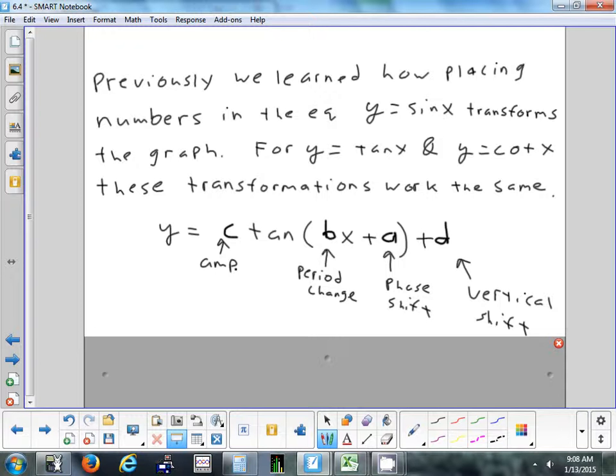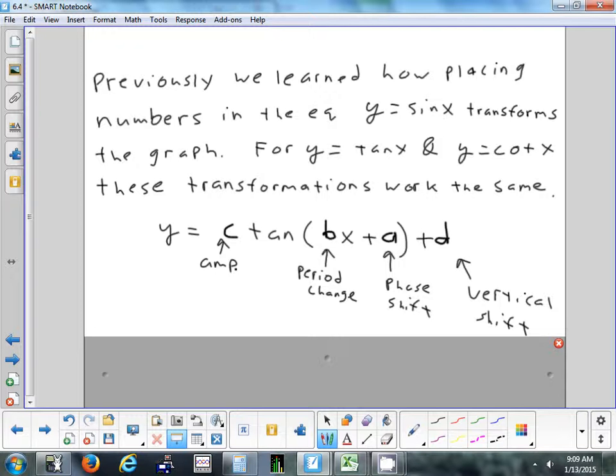And then d is your vertical shift. So if d is positive, you shift up. If d is negative, you shift down. Remember, with phase shift, it's the opposite. A and B do the opposite of what you would expect. Plus is going to shift left, and then minus is going to shift right.